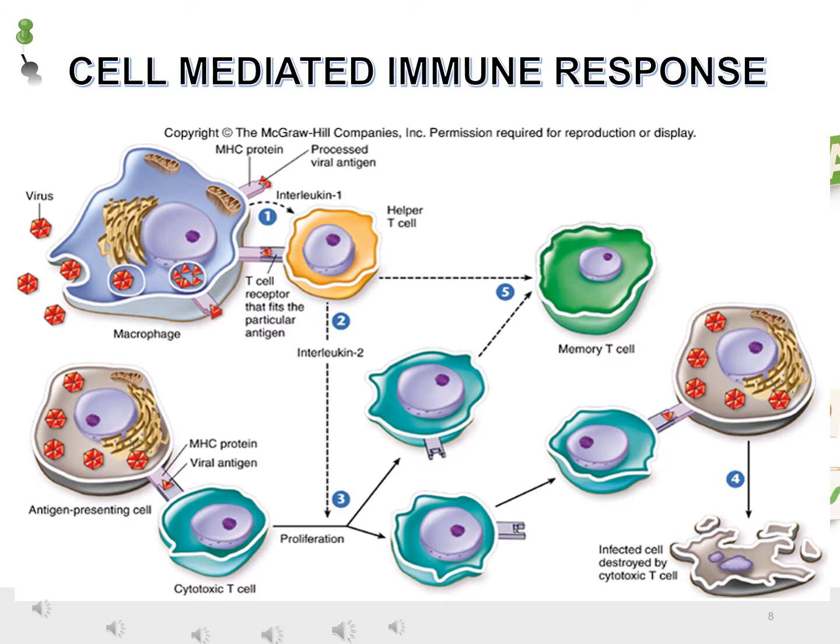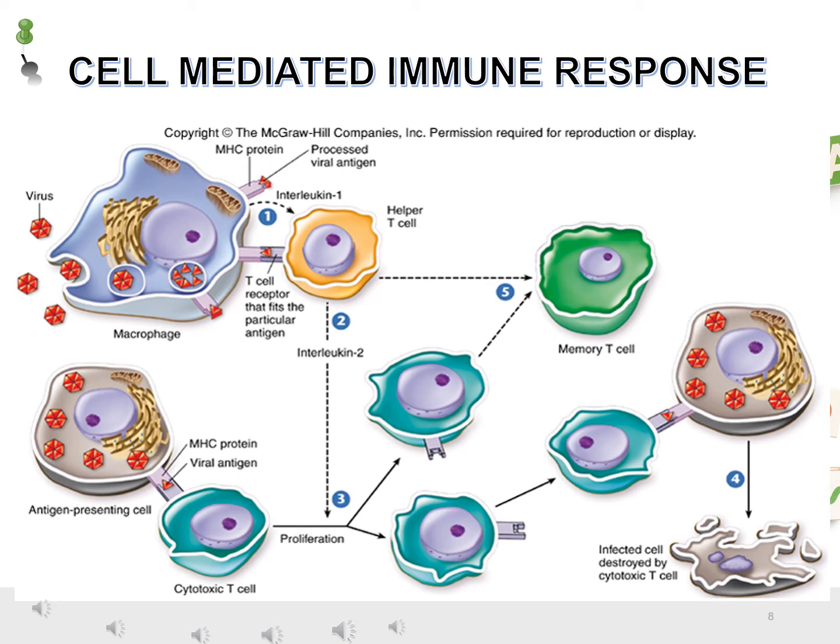Cell-mediated immune response. Number 1. Helper T cell with its antigen receptor and accessory protein, CD4, binds with APC. APC releases interleukin 1 to activate helper T cell.